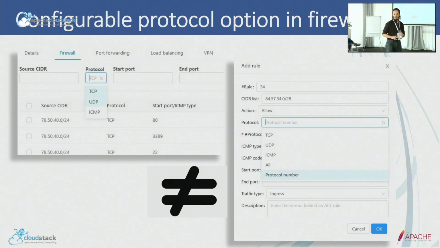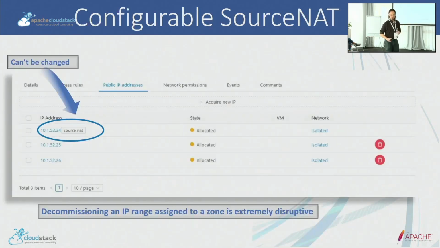Another enhancement and problem solving that we're working on is not totally directly related to VNFs, but also applicable, which is to enable configuring your SourceNAT IP. So currently, you create an isolated network. It acquires an IP. That first IP is your SourceNAT IP, and you cannot change that. You're stuck with that. And for some reason, you might want to change that.